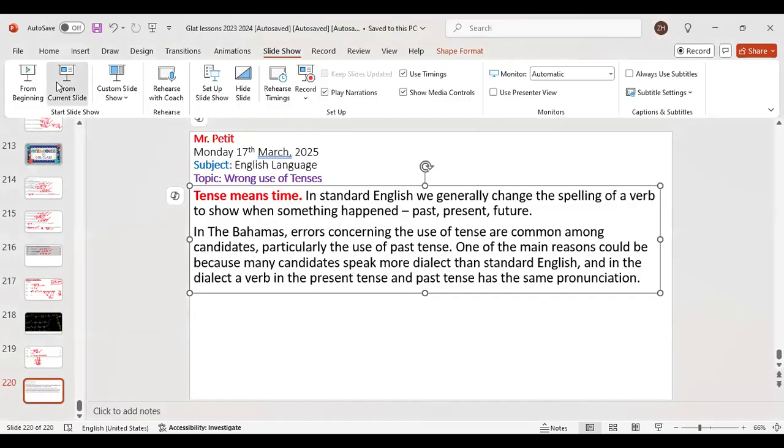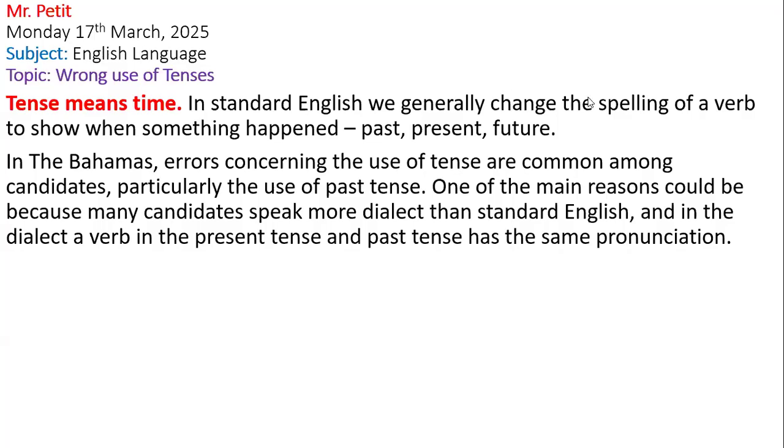Tense means time. In standard English, we generally change the spelling of a verb to show when something happened, past, present, or future. In the Bahamas, errors concerning the use of tenses are common among candidates, particularly the use of past tense. One of the main reasons could be because many candidates speak more dialect than standard English, and in the dialect, a verb in the present tense and past tense has the same pronunciation. Very good.